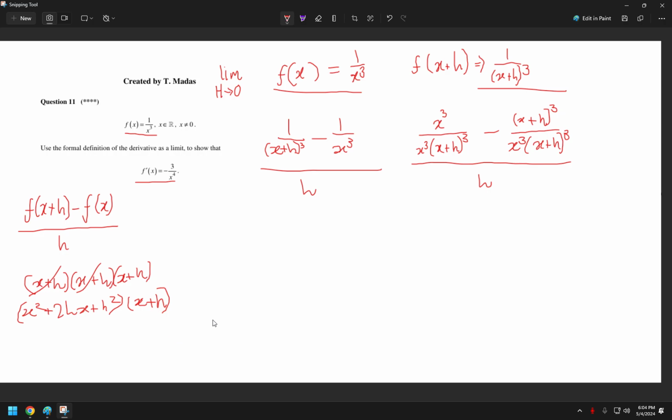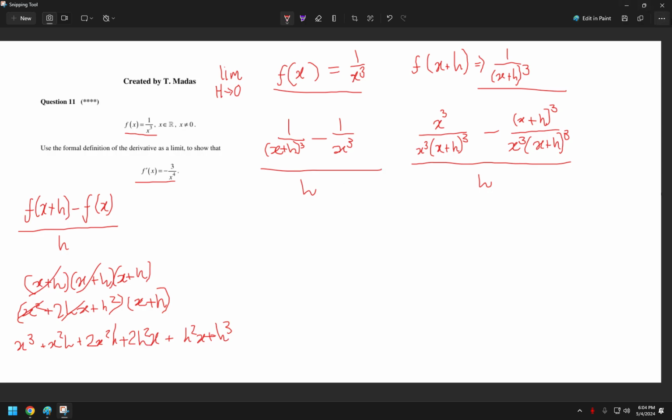And then this will just turn into x cubed plus x squared h. So I've done the first term, plus 2x squared h plus 2h squared x. Done the second term, plus h squared x plus h cubed. Okay, so that's that done.